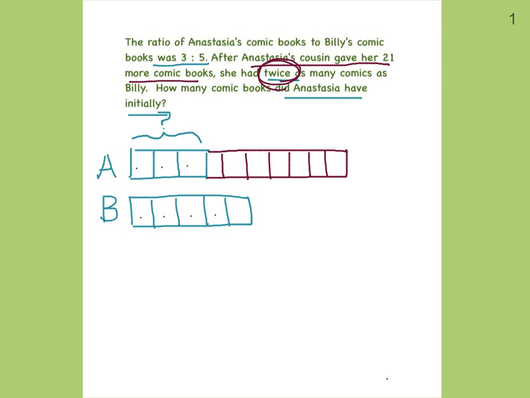well, we know something special about what we added in purple here. We know that the amount that Anastasia gained in comic books is equal to 21. So that's pretty cool, because it looks like we have 1, 2, 3, 4, 5, 6, 7 units. So if 7 of her unit bars are equal to 21 comic books, then we can divide both sides by 7, and we know that 1 unit is equal to 3 comics.